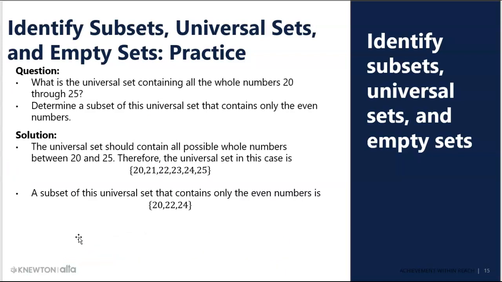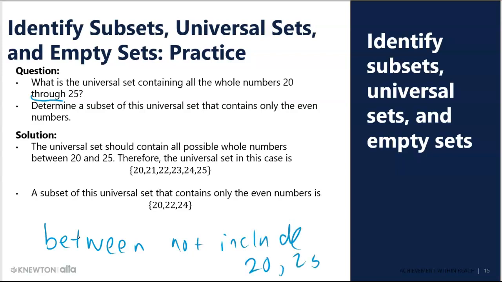All right, so now let's get into one with numbers. This is math class, right? So what's the universal set containing all the whole numbers 20 through 25? Now, when this word through is used, it does include the ends. If I use the word between, it would not include 20 or 25. But the word through means including the ends.